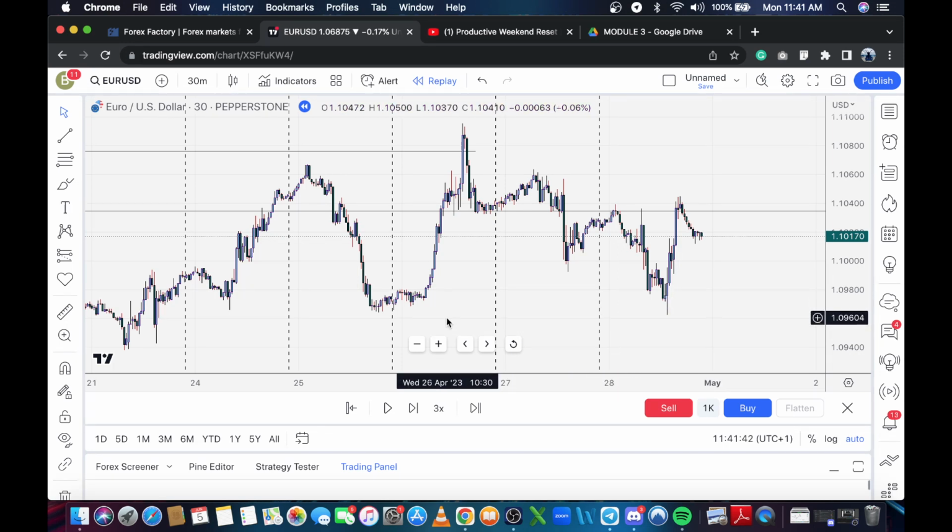And on the next lesson, we're going to go into the market maker manipulation templates. And that's a new topic entirely that we're going to be covering.